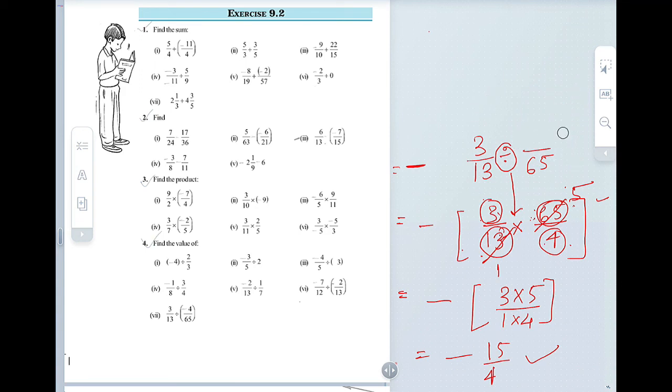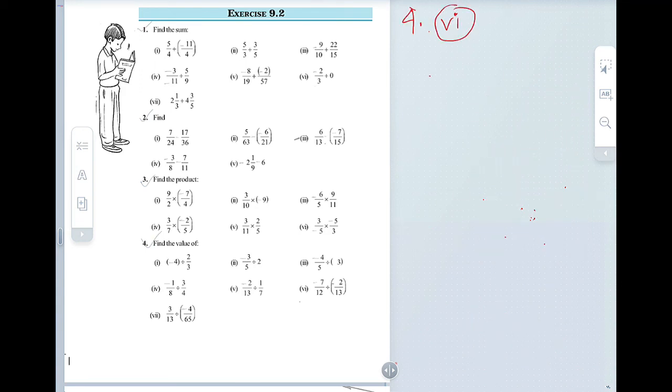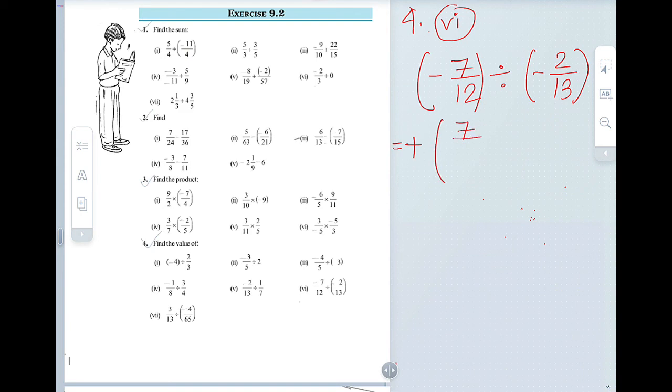Let us do the next sum, minus 7 by 12 divided by minus 2 by 13. Here exactly in the same way we will do this. Two same signs are divided, just like the previous one, two same signs were multiplied. So definitely we will always get a plus sign and then we will divide these two numbers. 7 by 12 will be divided by 2 by 13.